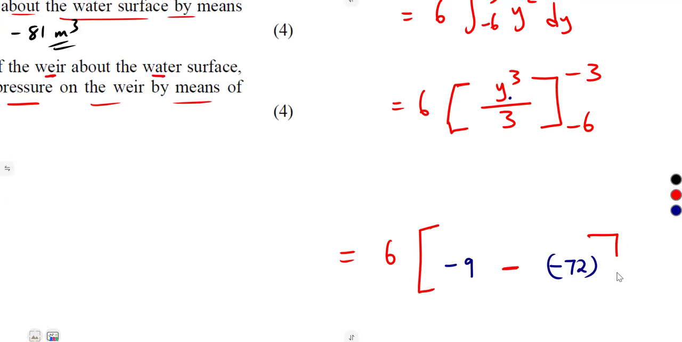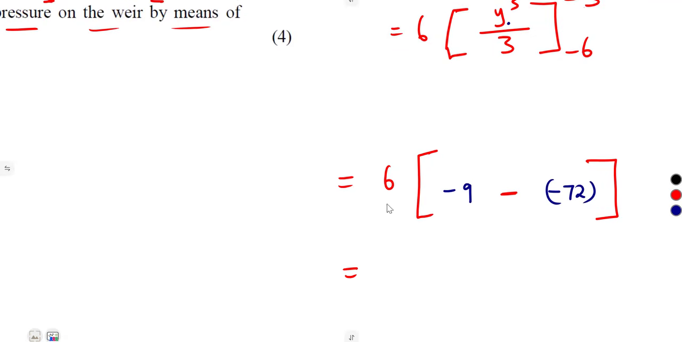All right, so this is it, negative, negative, that's a positive. So you multiply to the 6 which is outside, the answer that you get, you're going to get 378. That's meters to the power of 4. Remember, it is the second moment of what? Of area. Just like that.